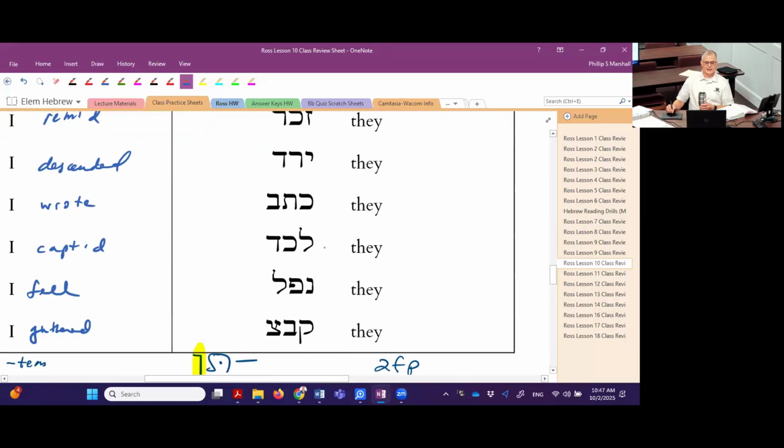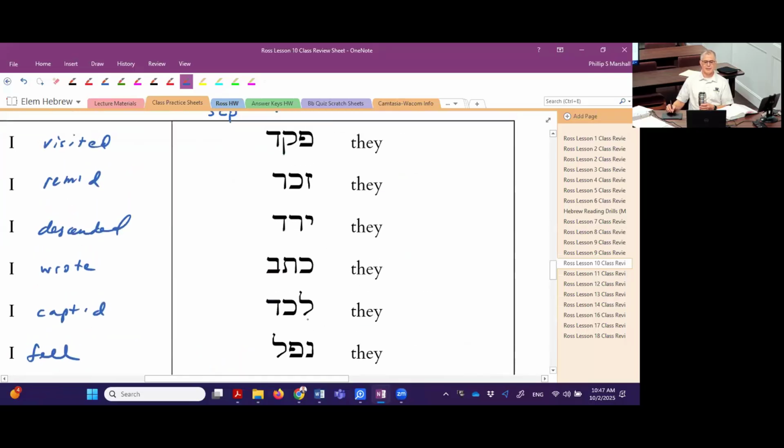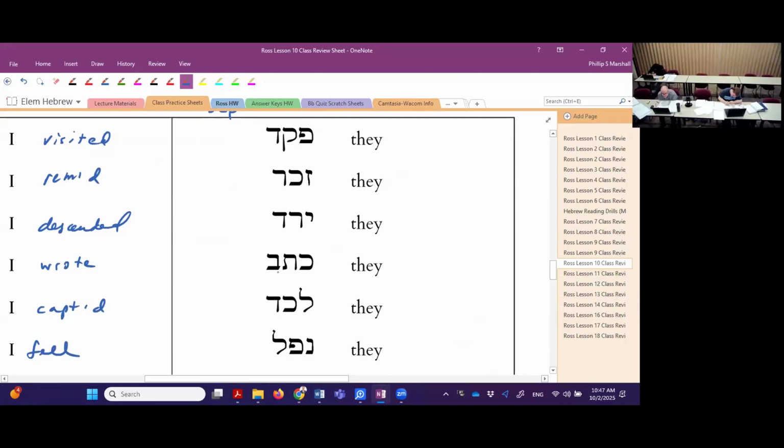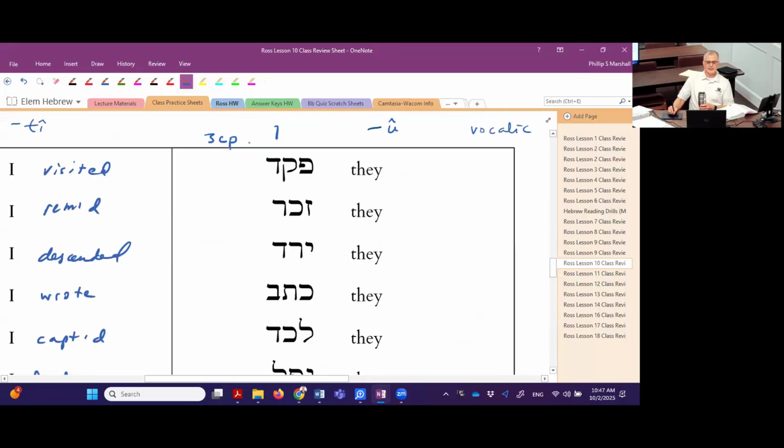Let's go over to the next one. Here we want to say they did something. What person, gender, and number is they? Third common plural. And what's the inflectional ending for they? Ooh, the shureq, right? I thought everyone forgot. Okay, so third common plural is adding oo. Is that a consonantal or vocalic ending? It's vocalic. So where's my accent going to go? To the back.